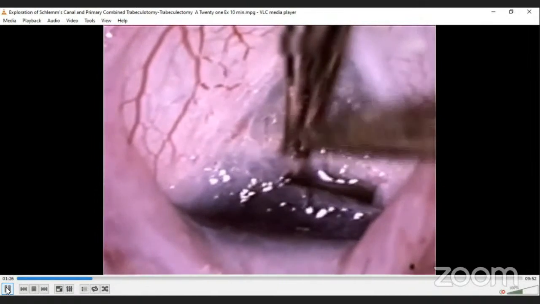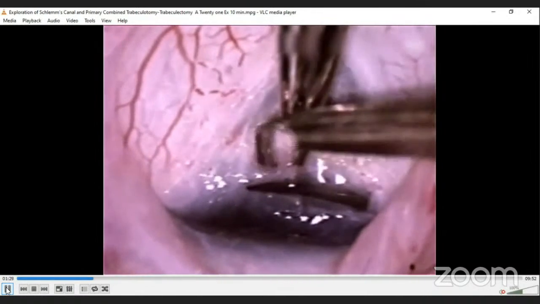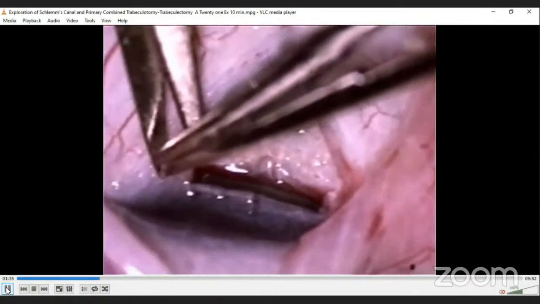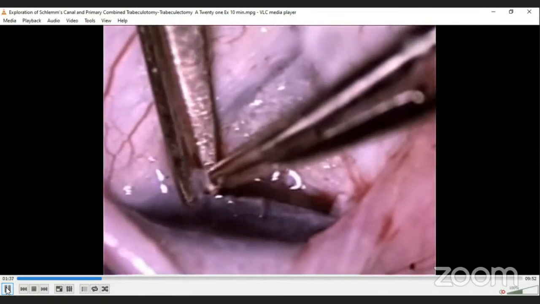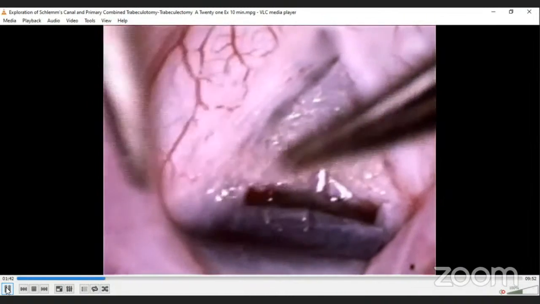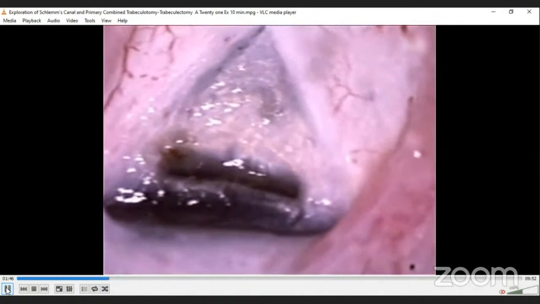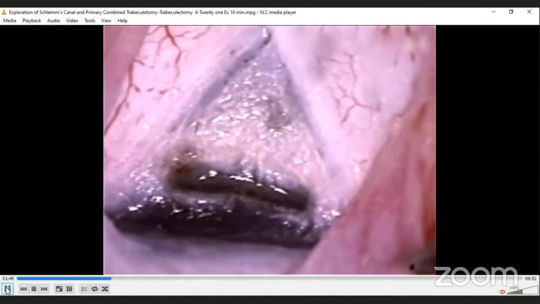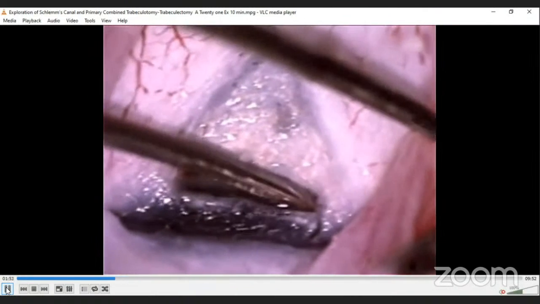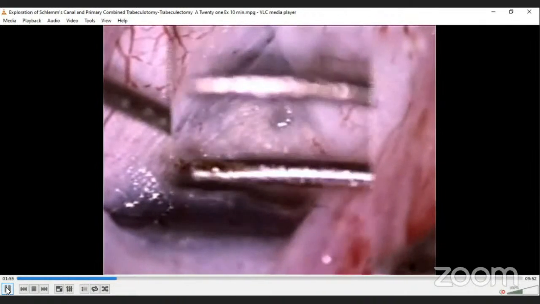What essentially we are seeing here is deroofing of the Schlemm's canal, and at one point of time it was an ideal surgical technique for glaucoma. Now you can see what we have done in this segment is the superficial wall of the Schlemm's canal has been removed. What follows now is the surgical technique of primary combined trabeculotomy and trabeculectomy.